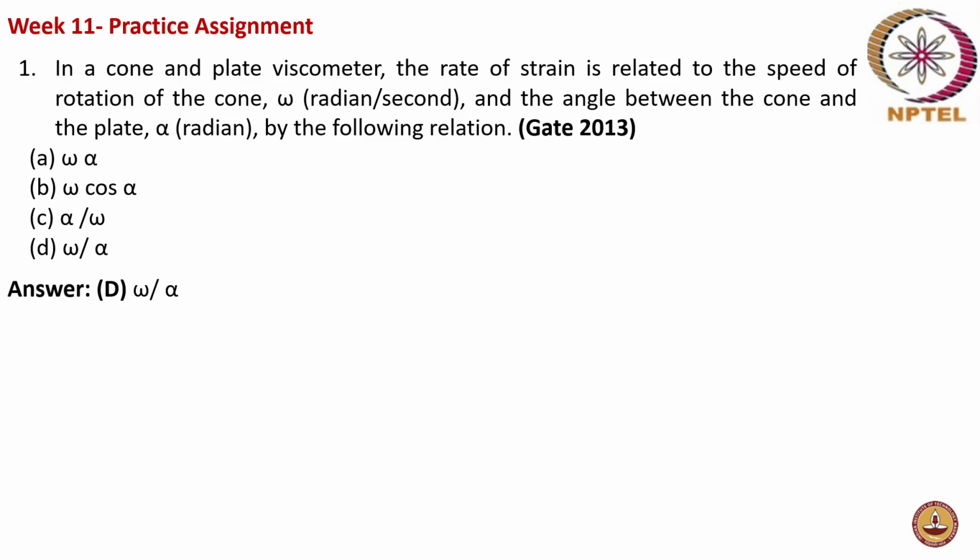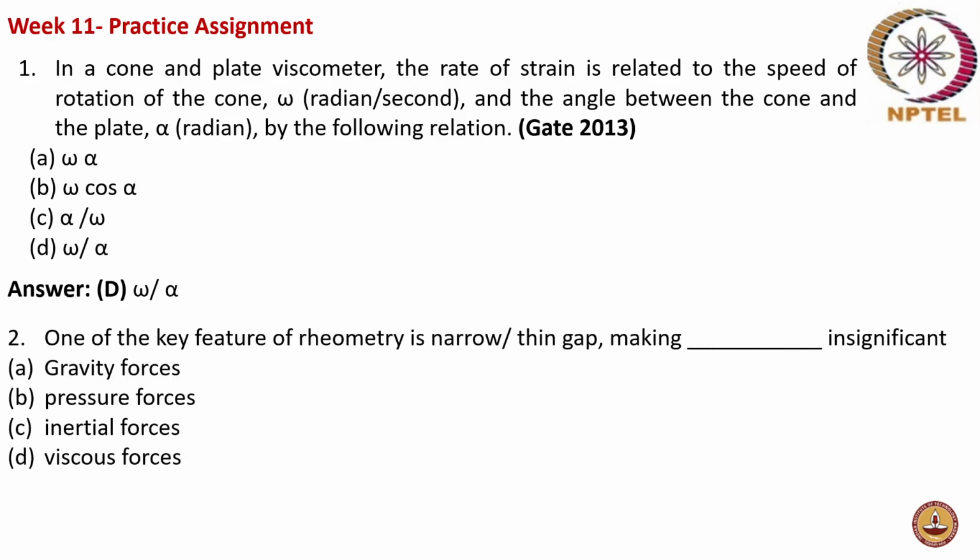Simply by knowing the unit of rate of strain, and if you look at the units of these two parameters, you can arrive at what is the relation. One of the key features of rheometry is narrow or thin gap, making dash as insignificant. So in rheometry, one of the major features is using a narrow gap between the plates, whether it is going to be cone and plate or parallel plate, whatever it is. So the gaps are very narrow or thin.